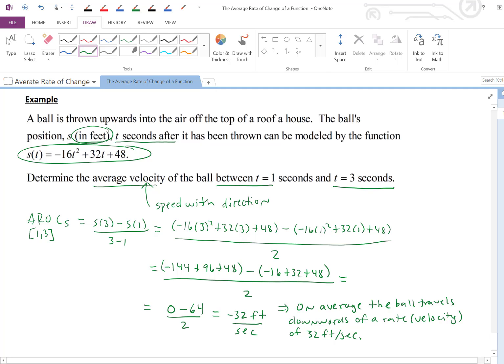So there you go. You've been introduced to the concept of average rate of change, and we saw a few examples. I hope that it helps you and you're able to do problems on your own a little better now.